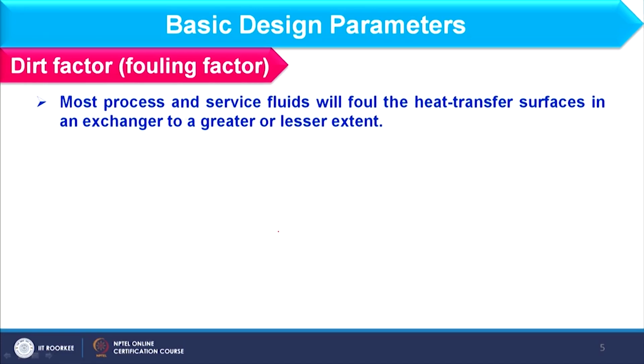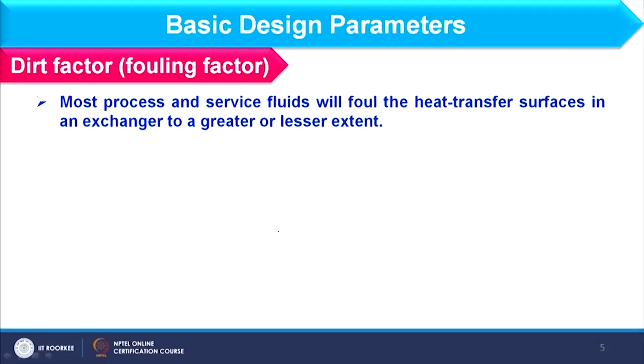So, you cannot say that a fluid will not foul the surface. Each fluid will have some tendency to foul the surface or to deposit material over the surface, either lesser or greater. Whatever material is deposited, that we call dirt factor. Now, my point is, how does this dirt formation occur? How can we say that scaling is formed or fouling occurs in the system?